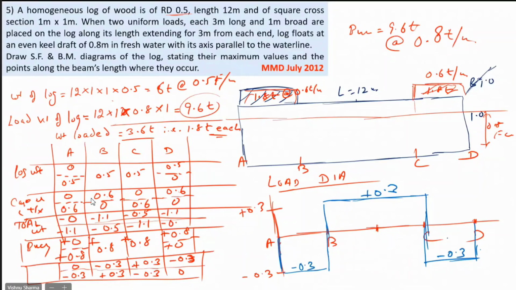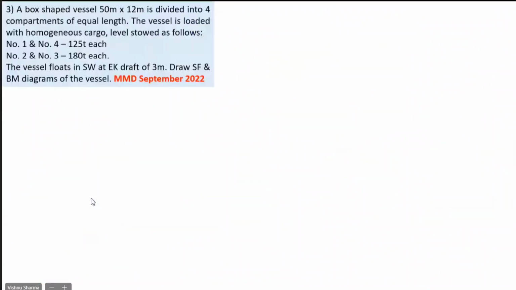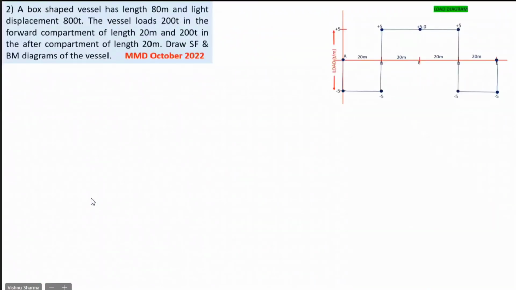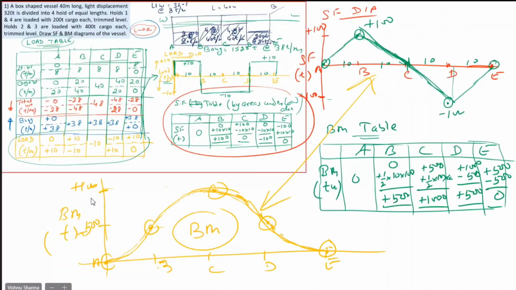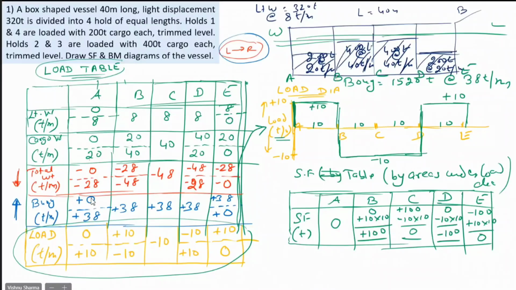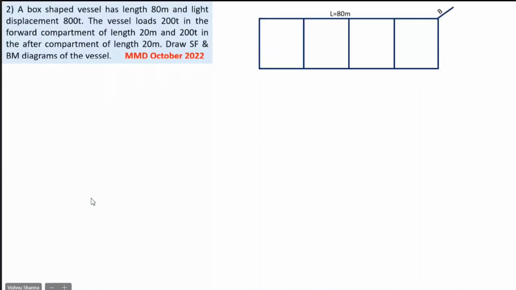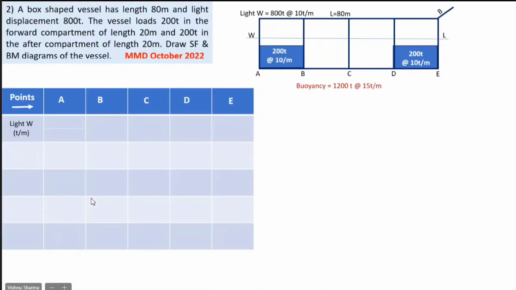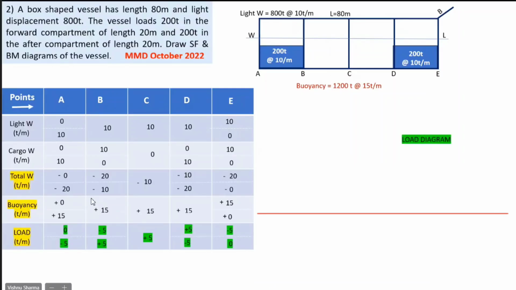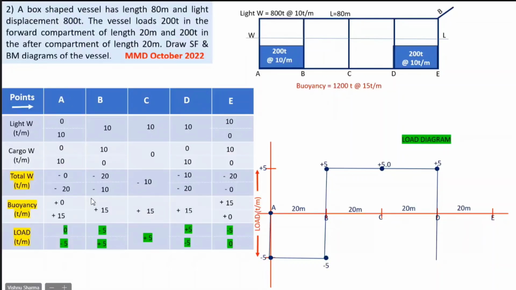Do you agree with the load diagram, guys? Yes, sir. And you see, this is the diagram I was talking about. This was the load diagram. This was the question we did today, right? You see, this question is exactly the same, only the values are different. The load diagram is exactly the same, only thing is the values are different. Understood, beta?